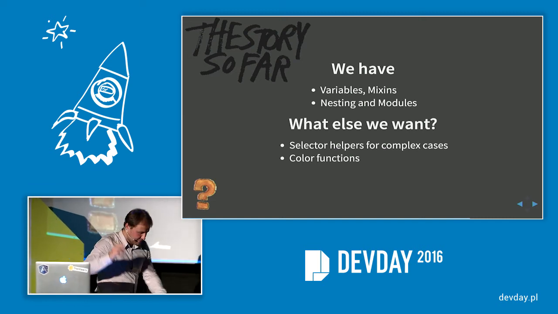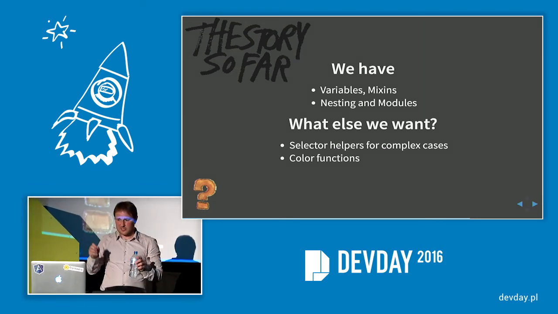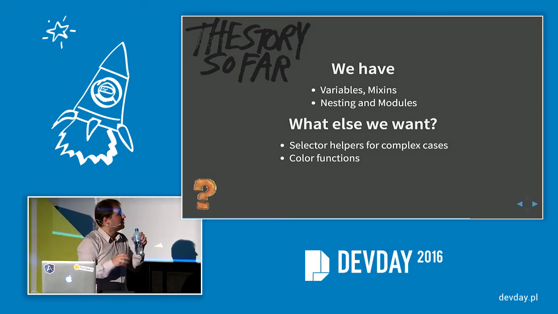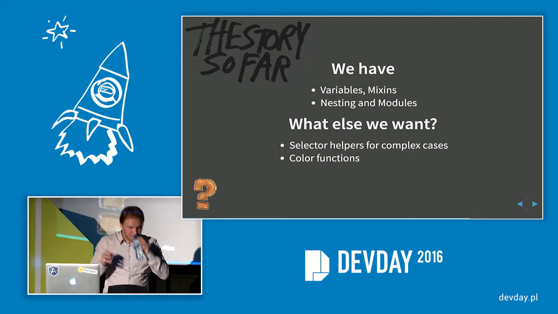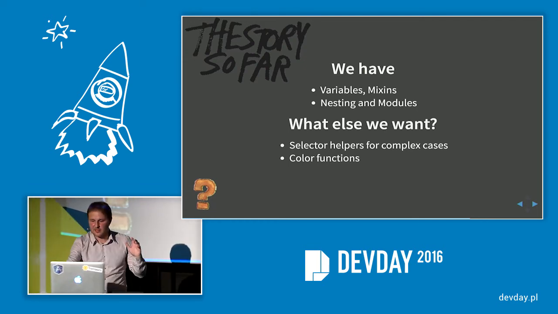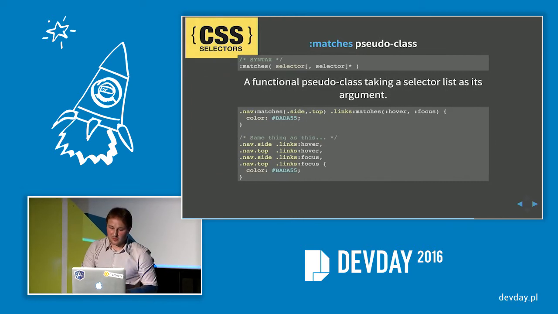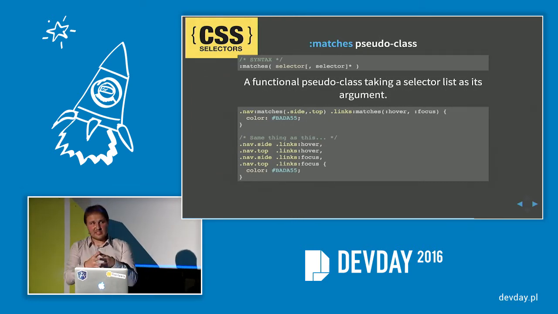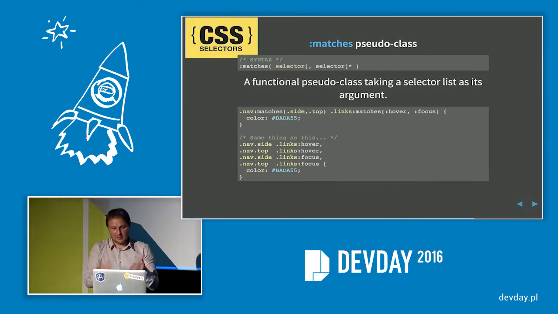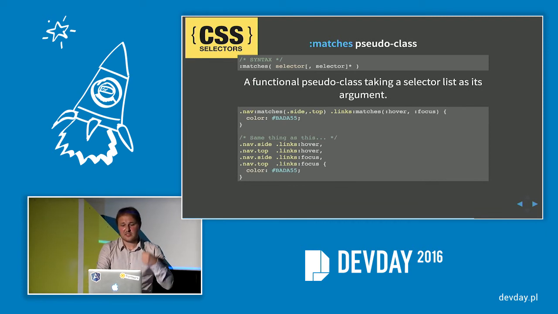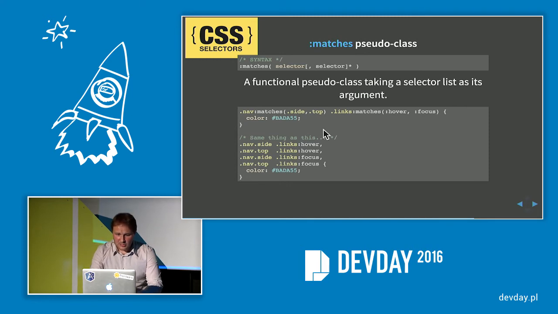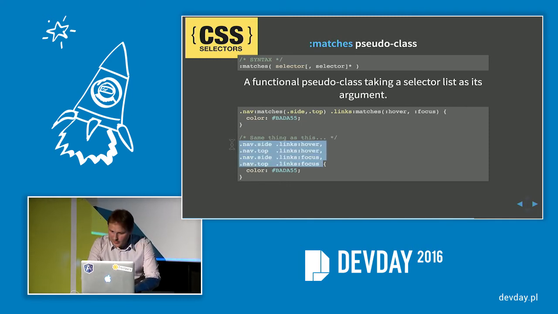Cool. So let's summarize. Again, variables, mixins, nesting, modules. We have this. Selector helpers and color functions, something we also wanted. The syntax of the next things, the selectors and these color functions, is self-explanatory, so I will just provide small comments here. So here, take a look at this code. What is going on here? I don't know, actually. But let's take a look at this one.